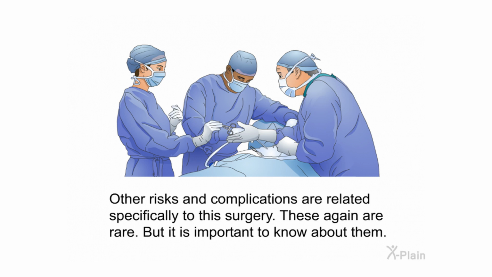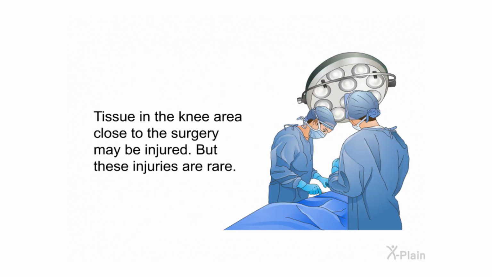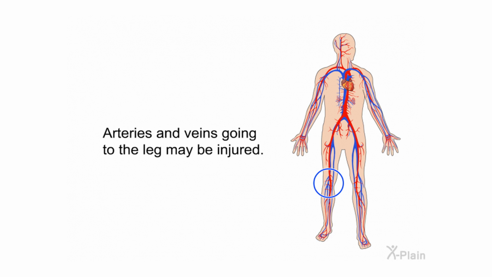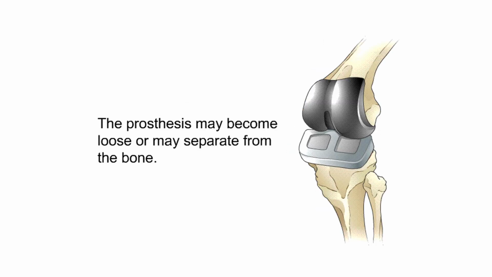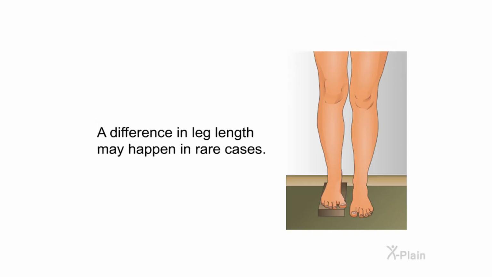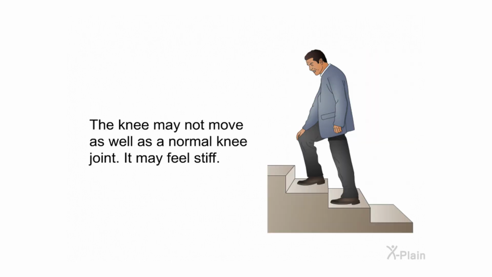Other risks and complications are related specifically to this surgery. These again are rare, but it is important to know about them. Tissue in the knee area close to the surgery may be injured, but these injuries are rare. Arteries and veins going to the leg may be injured. Nerves going down to the leg may also be injured, causing leg weakness or reduced feeling in the leg. The prosthesis may become loose or may separate from the bone. A difference in leg length may happen in rare cases. The knee may not move as well as a normal knee joint.